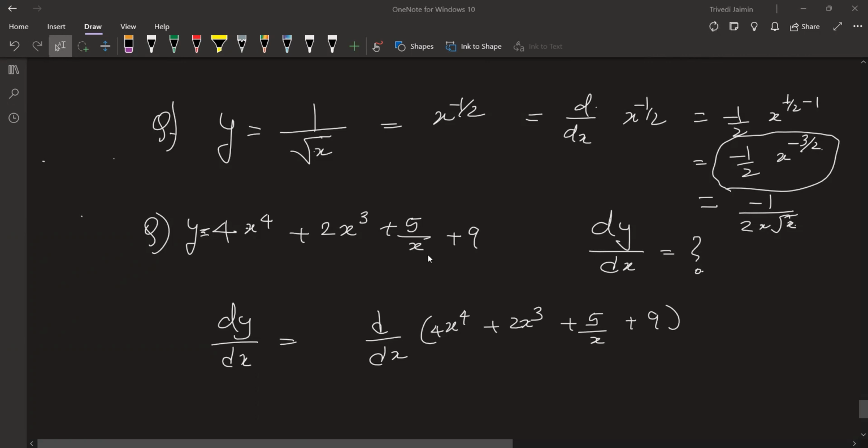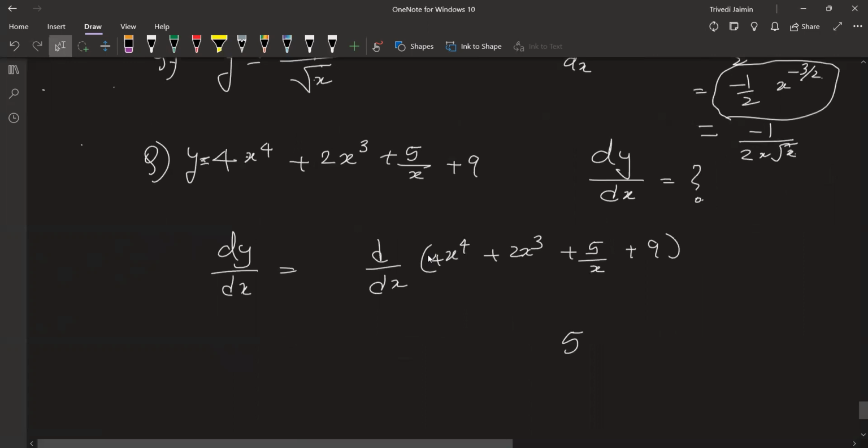Till here it's okay. Let's see. 5 x to the power minus 1 means 5x to the power minus 1, which is minus 5x to the power minus 2, which means minus 5 by x square. Okay, let me solve this whole. Samita, check this answer. I'll solve here. Check how we are doing.